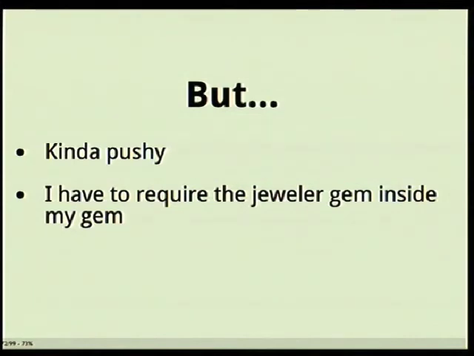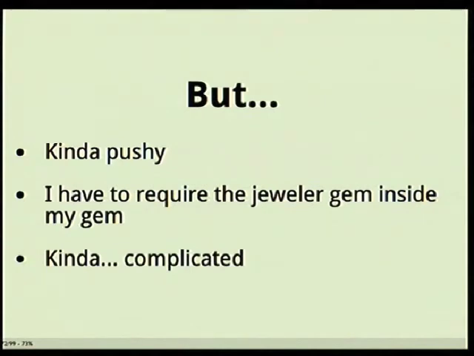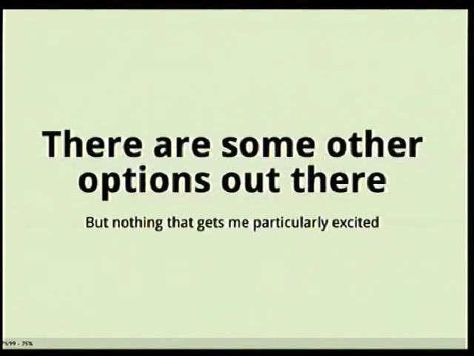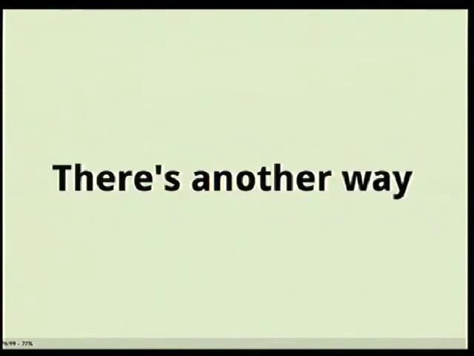You also have to require Jeweler or Hoe from your own gems, so suddenly you're depending on them, which kind of bugged me too, I guess. And it all just starts to get a little complicated and confusing, and then you look at the documentation for Hoe, and now we're back to being intimidated. And there's a few others out there. There's some stuff you can just copy into your rake file, which is better, but then you have to have that in your rake file and maintain it. Nothing that I thought was all that great.